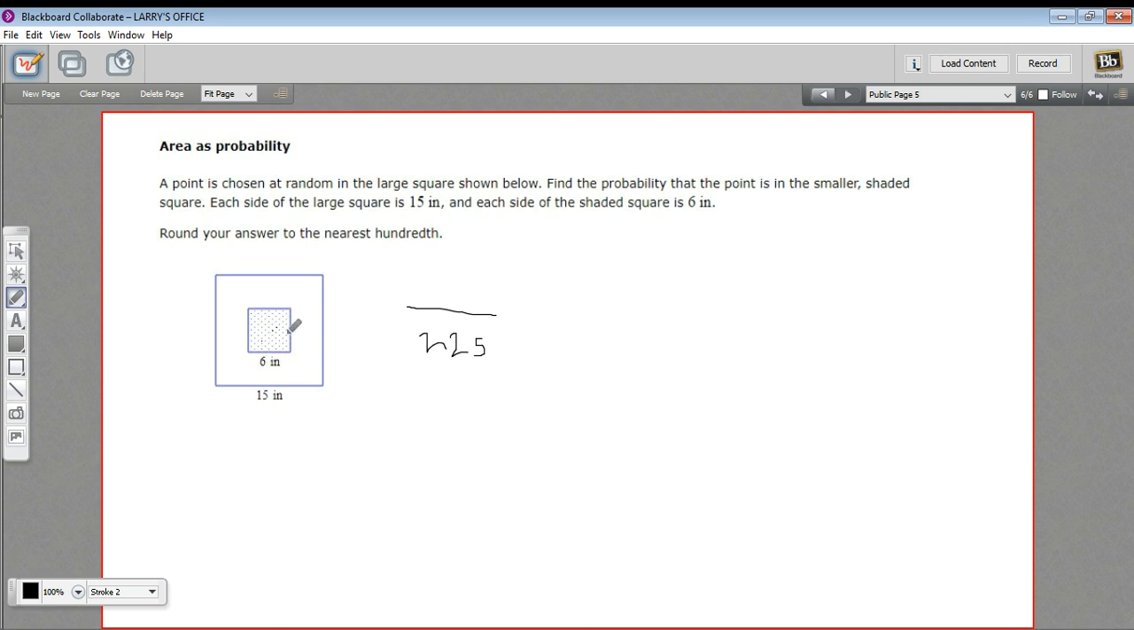And then the area of the place we want is 6 by 6, so that's 36. So that is our probability. We want to convert that to a decimal, so we'll just take 36 and divide it by 225. And that is 0.16. So that is a little work with using area in a probability problem.